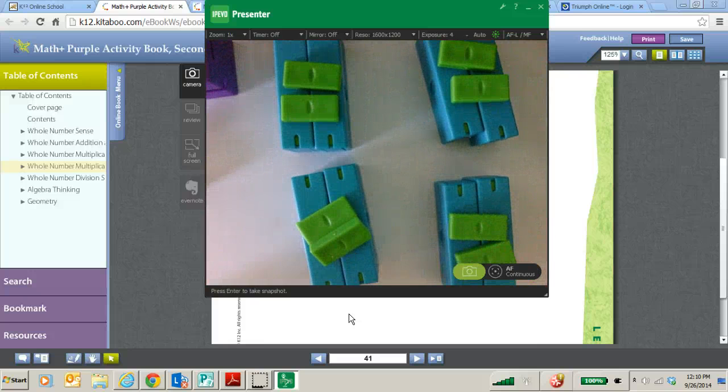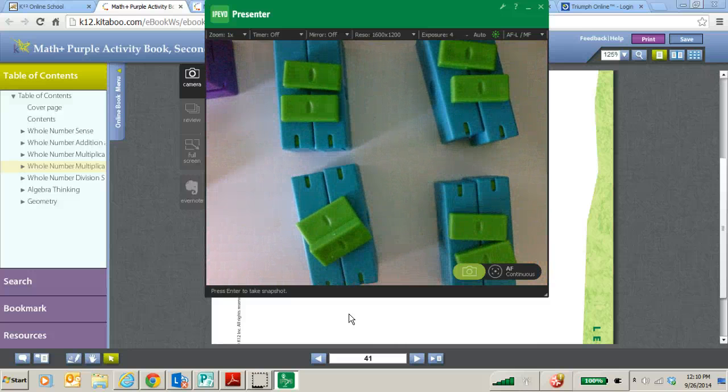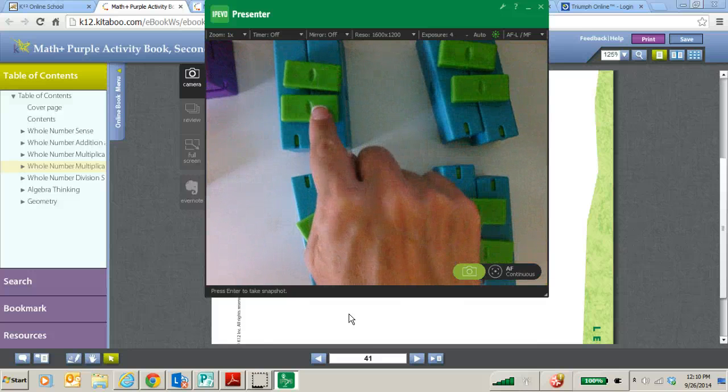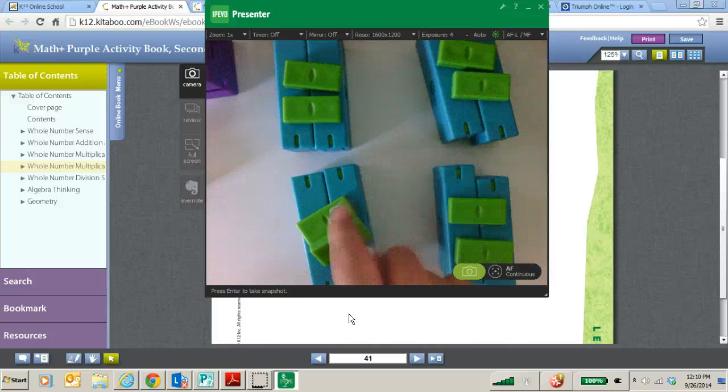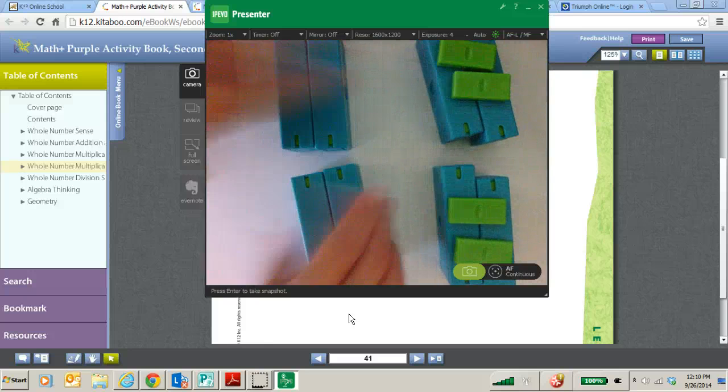Now, when I count by tens, I have 10, 20, 30, 40, 50, 60, 70, 80, 81, 82, 83, 84, 85, 86, 87, 88. So the answer would be 88. We didn't expect students to follow a standard procedure. We expected students to model that.